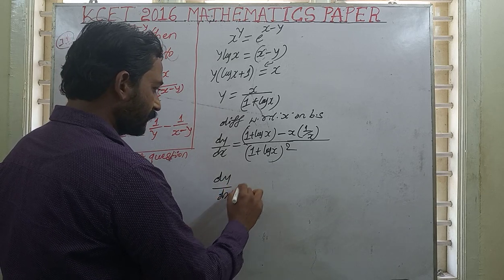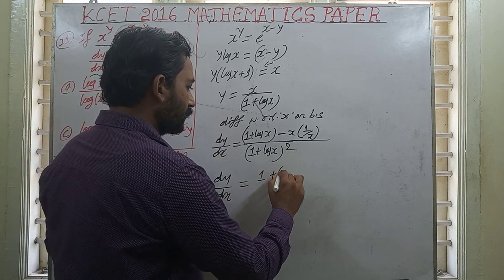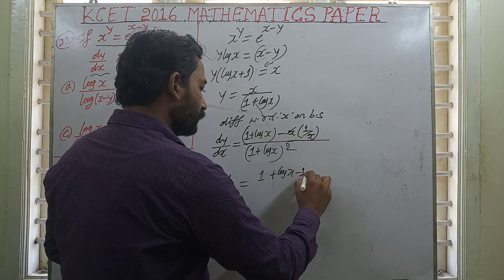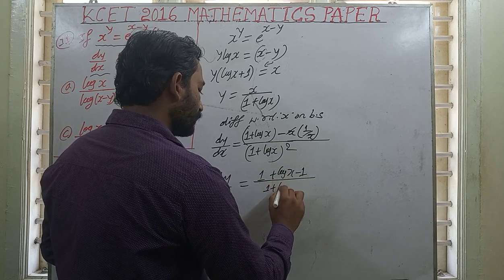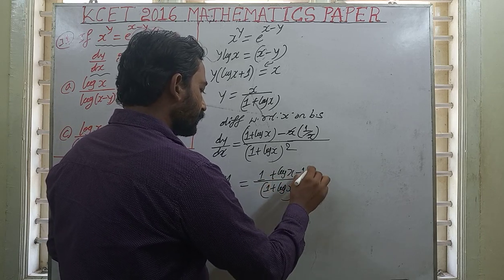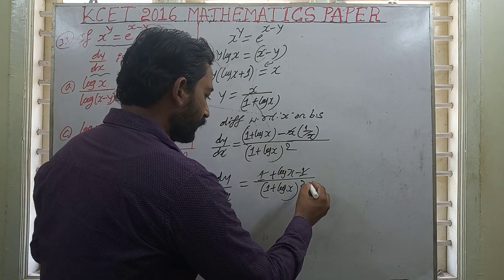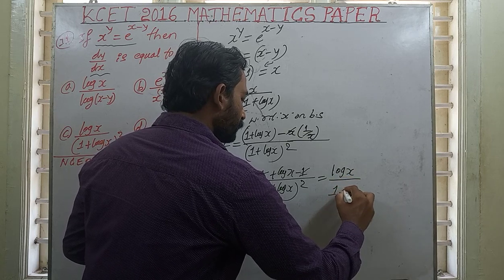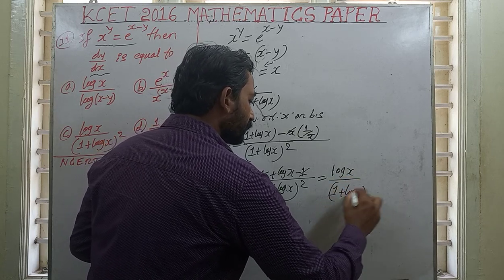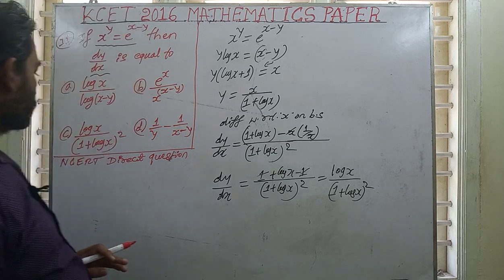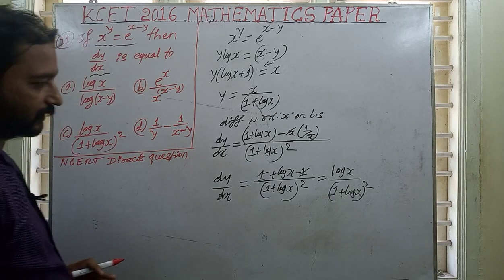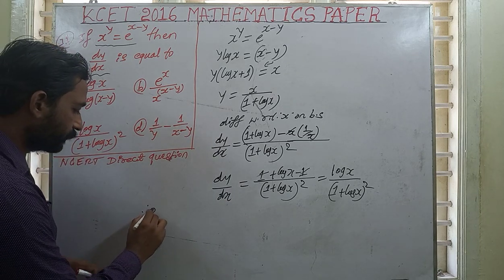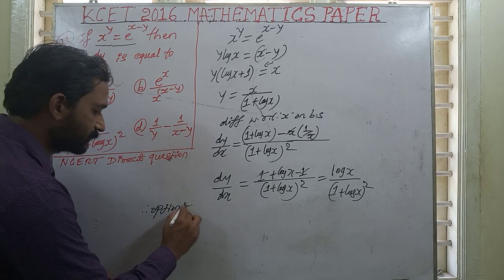dy by dx is equal to 1 plus log x, so x gets cancelled, it becomes minus 1, divided by 1 plus log x whole square. So in this case plus 1 minus 1 cancel each other, and the required answer becomes log x divided by 1 plus log x whole square. Okay, so log x divided by 1 plus log x whole square is the answer. So option C is correct in this case. Therefore option C is correct.